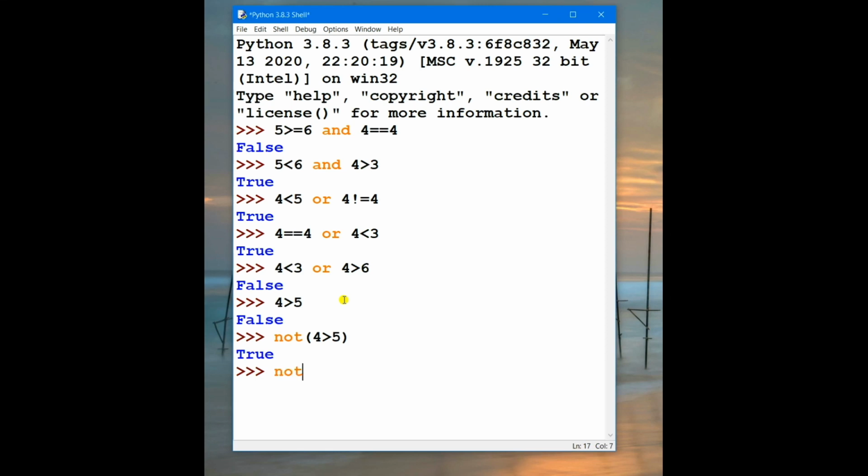Let's try another example. 4 greater than 5 and 4 greater than 3. So what will our result be? 4 is greater than 3, which is obviously right, and we have used the and operator, so both conditions must be true. 4 greater than 5 is obviously false, but we have used not with it, so it will also give us a true result. So we have both conditions true, and now we will get the result true. So this is how the logical operators work in Python.